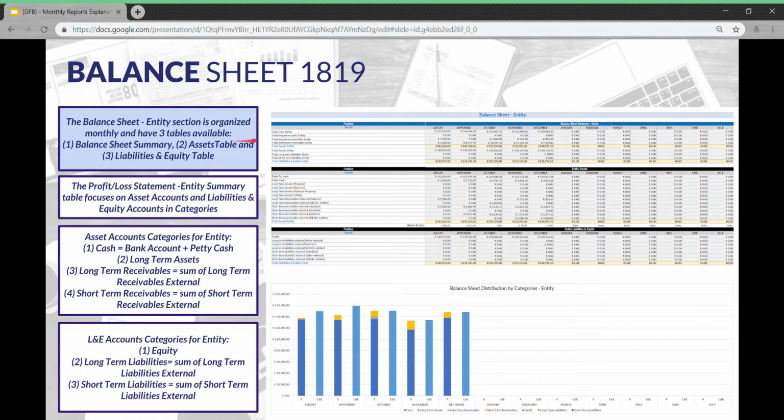Balance sheet for the entity section is organized monthly and has three main tables: summary, assets, and liabilities. Assets have four categories: cash, bank and petty cash, long-term assets, long-term receivables, then short-term receivables. While liability and equity are equity, long-term liabilities, and short-term liabilities.